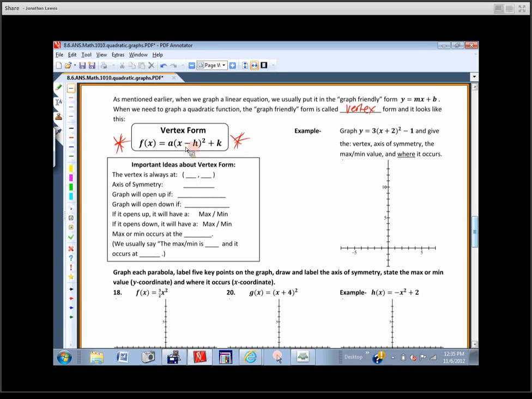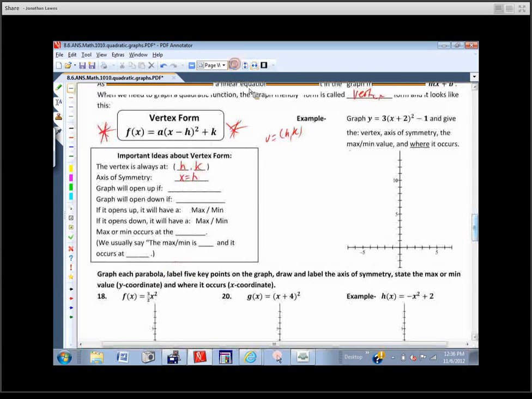So if we moved this, does this move it to the right or to the left? The h moves it to the right, so that would be at h. And this moves it up, so the vertex is at (h, k). Okay, the axis of symmetry: if the vertex is at (h, k), then the axis of symmetry is always going to be x equals the x coordinate of the vertex. So it's always going to be x equals h.